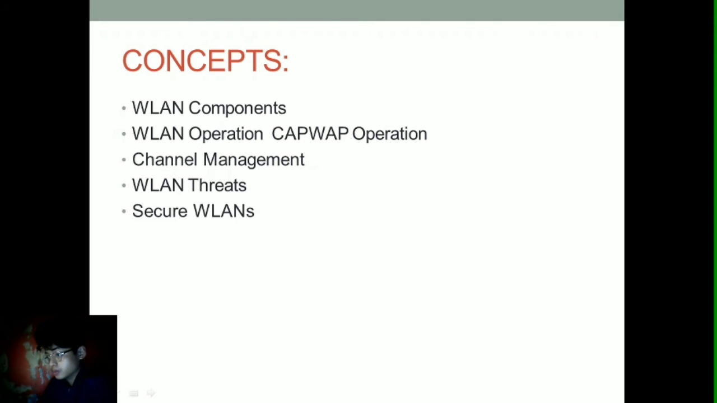802.11 frame structure. Recall that all layer 2 frames consist of a header, payload, and frame check sequence section. All 802.11 wireless frames contain the following fields: frame control, duration, addresses, sequence control, payload, and the FCS.